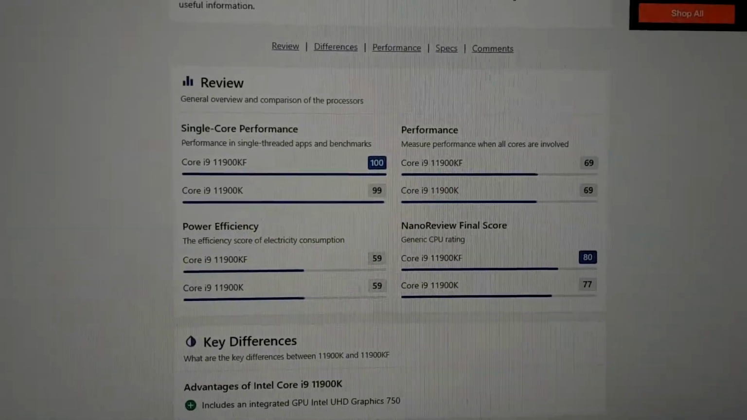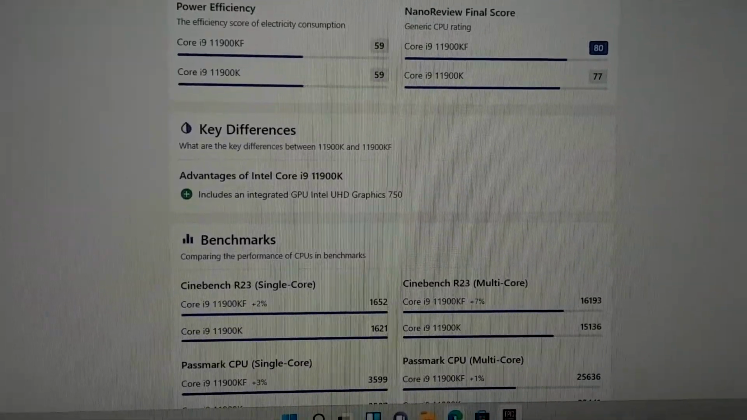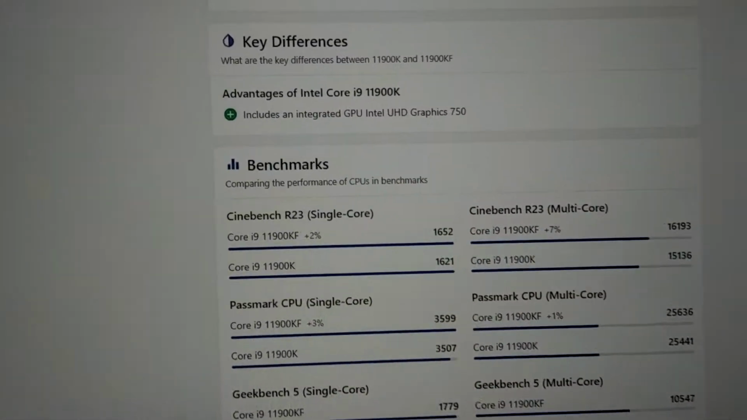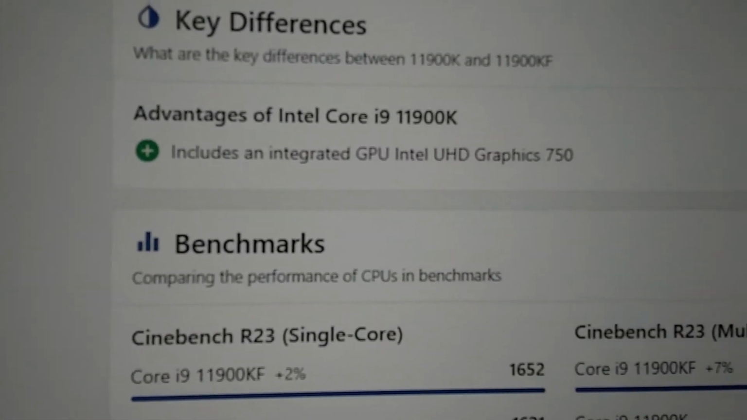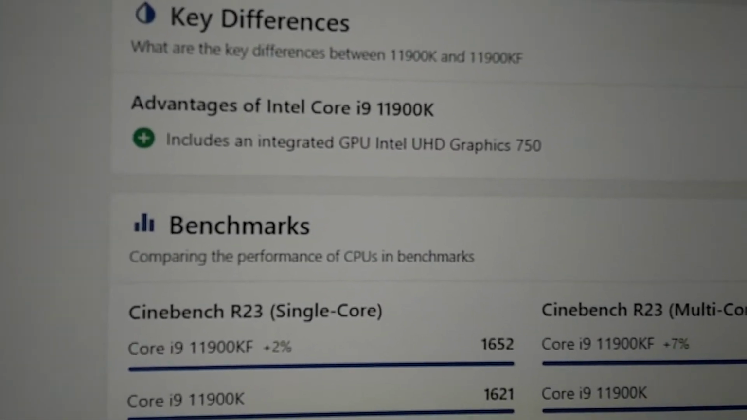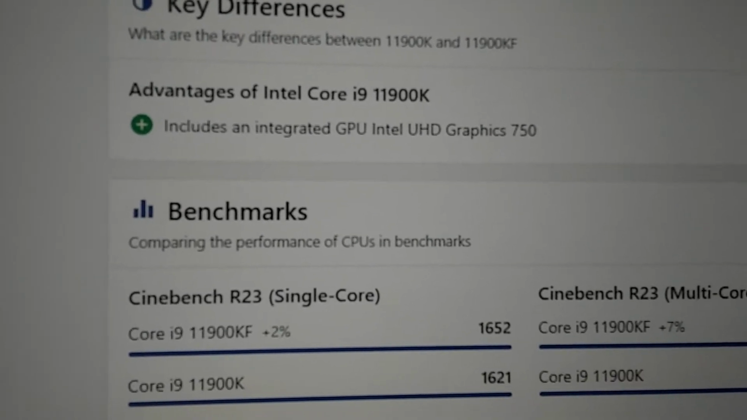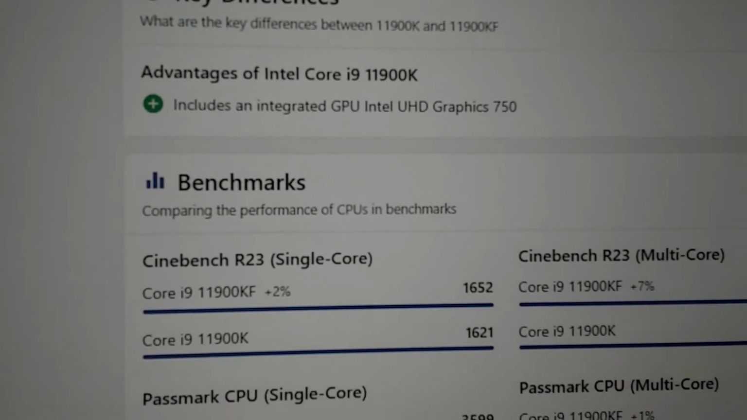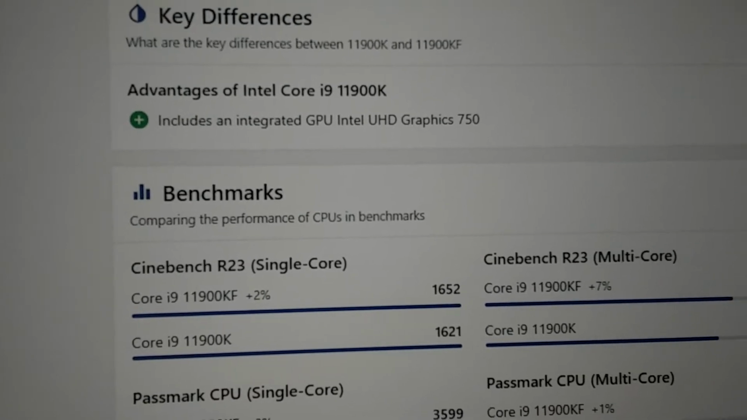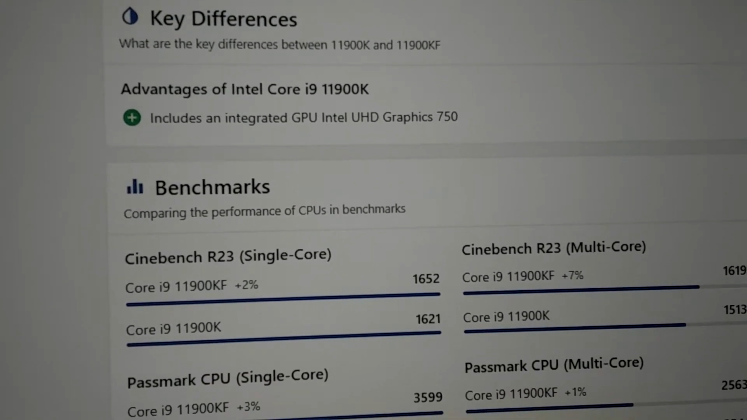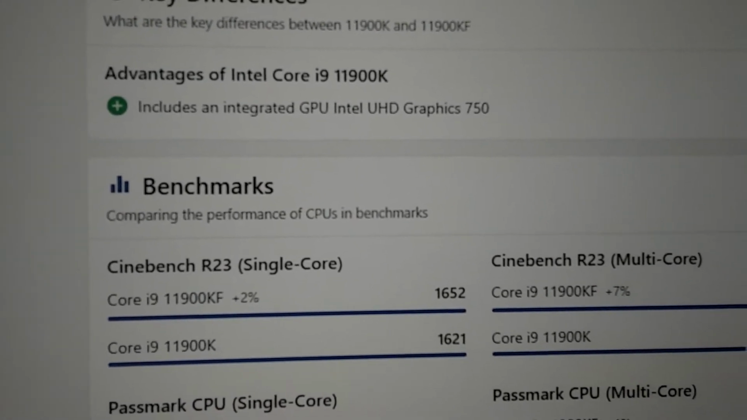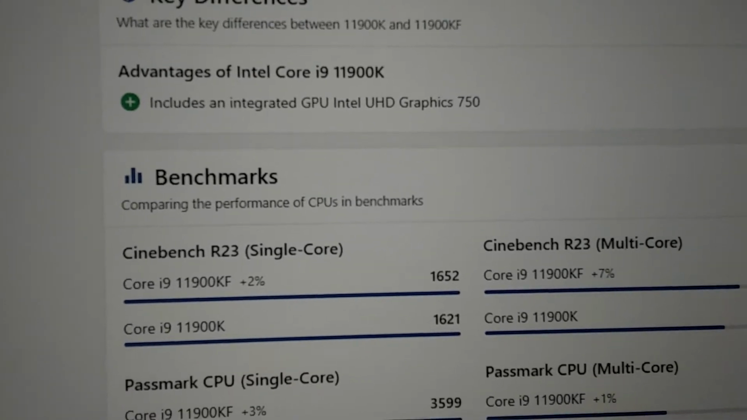The beauty of having the 11900K, okay, I'll just show you right now, the advantage is that it includes an integrated GPU, the UHD Graphics 750, okay? So for the money you're paying for an 11900KF, you're better off getting the 11900K.